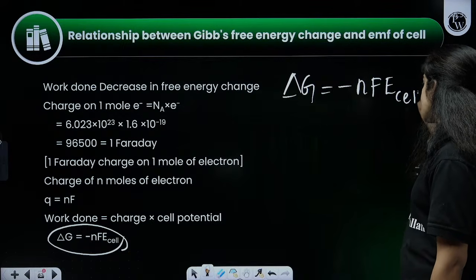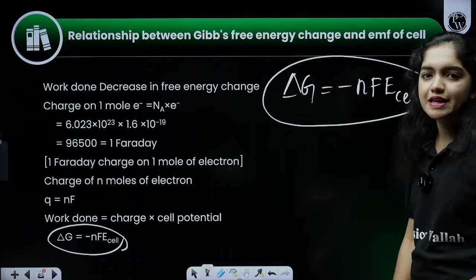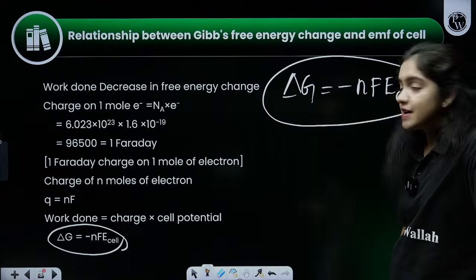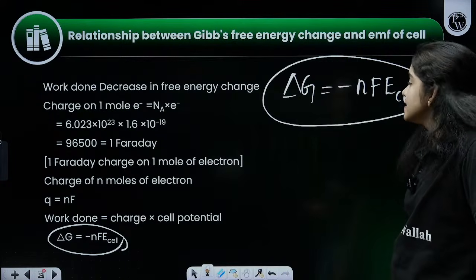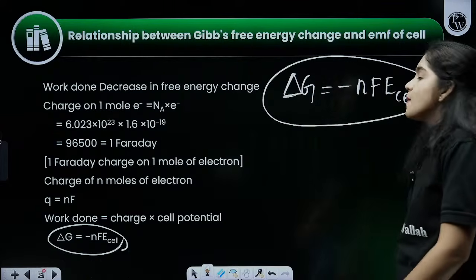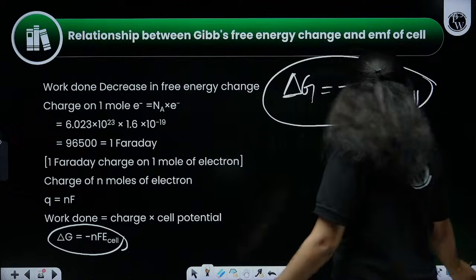Many questions are asked related to this equation. How will we calculate the Gibbs energy related to the E cell, or the relationship between Gibbs free energy and the change of EMF? Delta G is given by delta G equal to what? Minus nFE cell. Minus nFE cell. Very, very important equation. Note it.